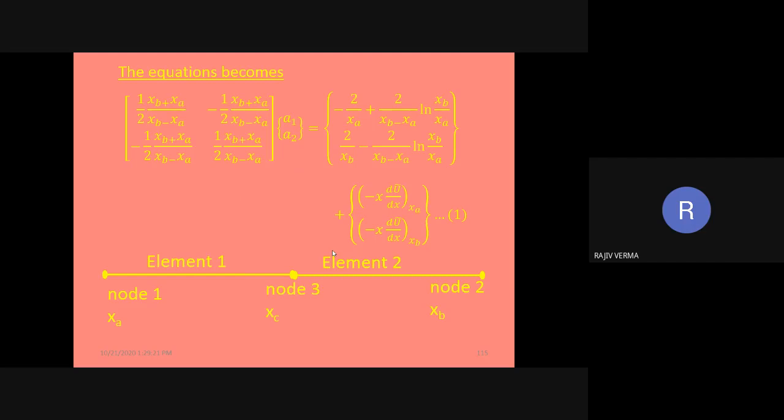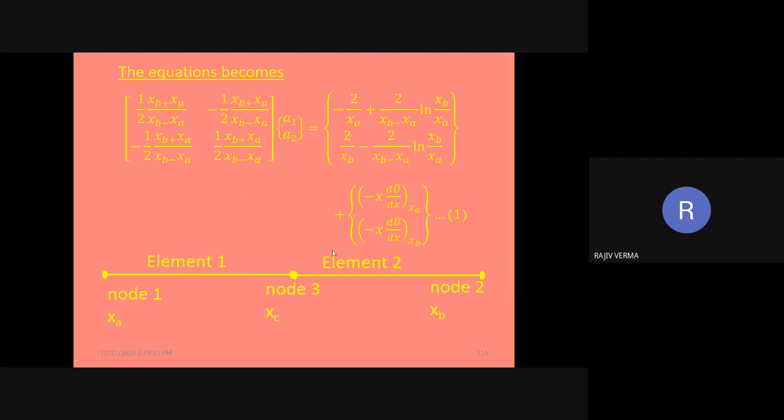Now, in the coming slides, we are going to apply equation number 1, which has been obtained for a linear element. We are going to apply the equations obtained for a linear element to these two elements, that is element number 1 and element number 2. Please notice that equation number 1 has been obtained when there was only one element in the entire domain. Therefore, it consists of locations such as xa and xb.